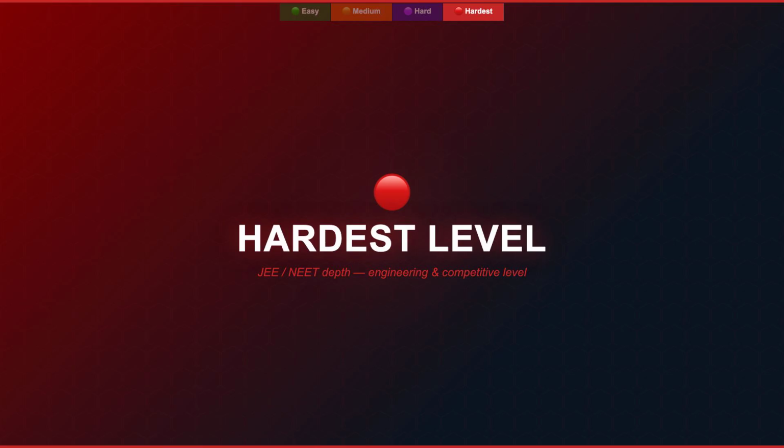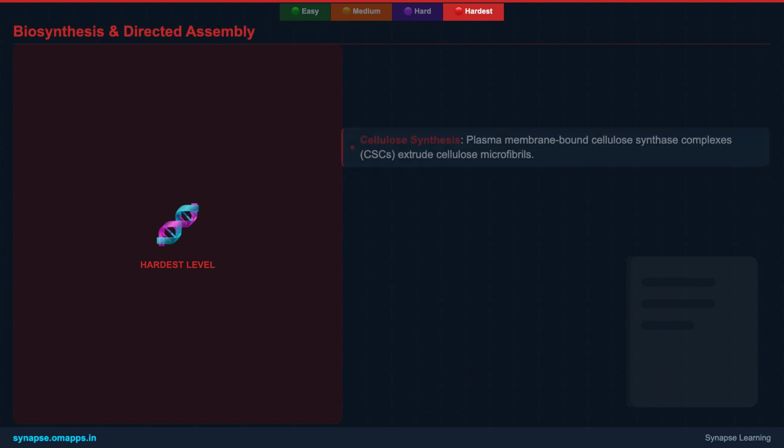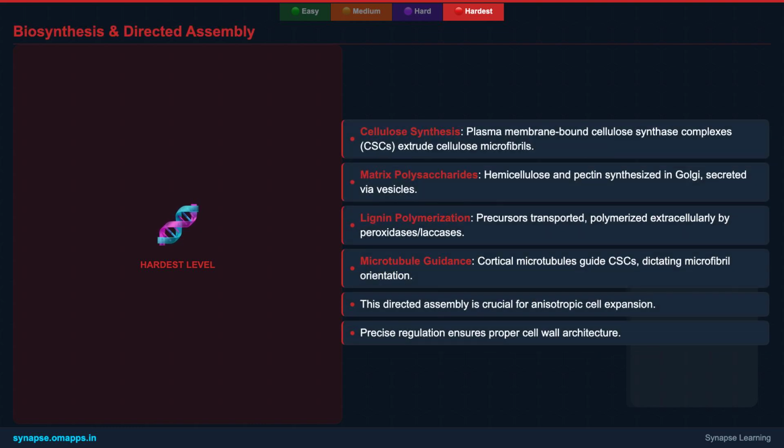Here, we'll explore the cutting-edge science of the cell wall, delving into its biosynthesis, complex regulation, and profound implications for biology and technology. The cell wall isn't just assembled, it's meticulously constructed through complex biochemical pathways. Cellulose microfibrils are synthesized by plasma membrane-bound cellulose synthase complexes, or CSCs, using UDP-glucose as a precursor, then extruded into the extracellular space.